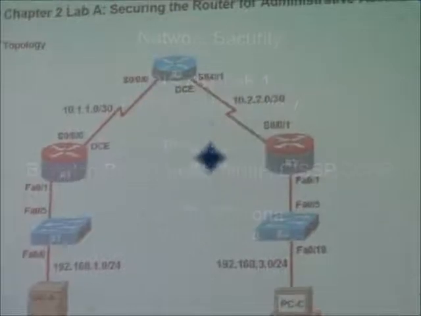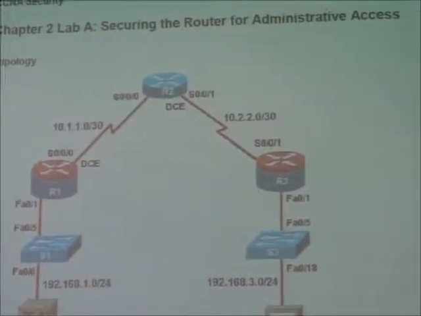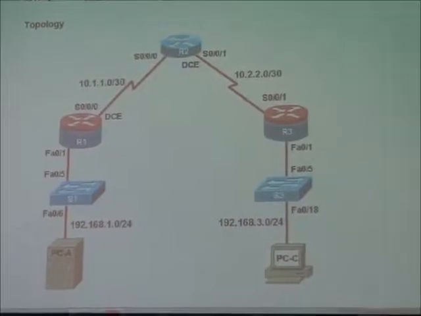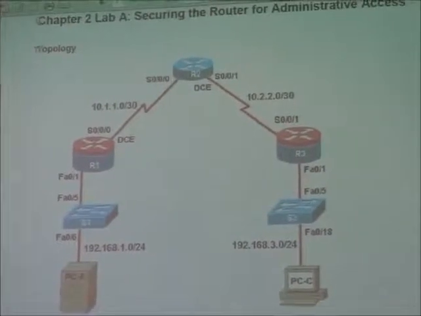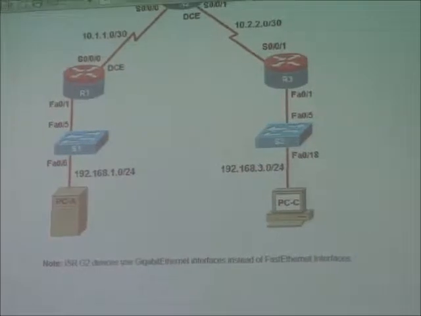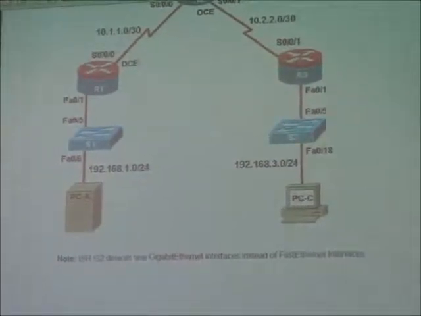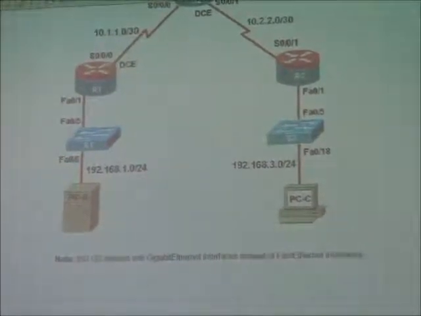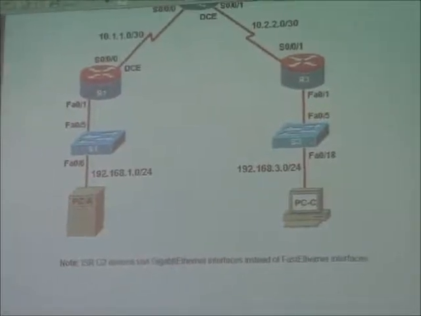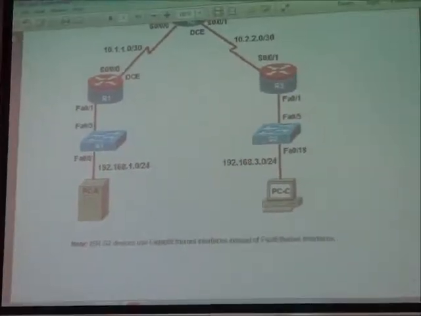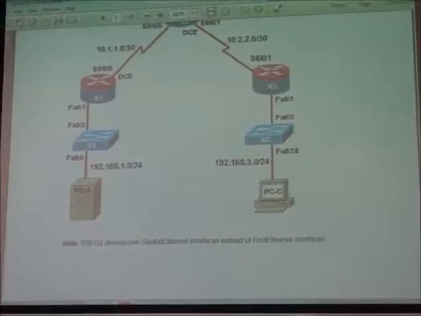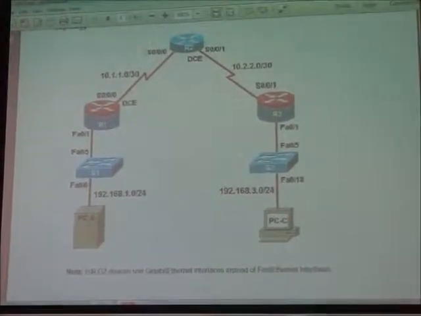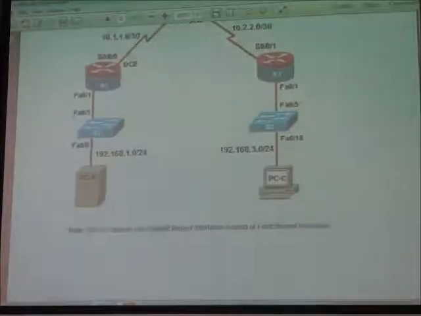Be networked in Cisco notation, and the interfaces you should be using roughly. Okay. ISR G2 devices use Gigabit Ethernet interfaces instead of Fast Ethernet. So what they're saying there is to be careful, because if you're using an ISR, this would be Gigabit, not Fast Ethernet. So they're interchangeable.